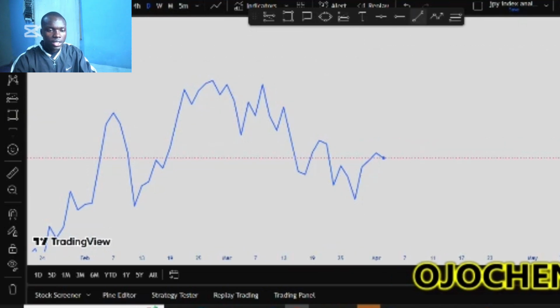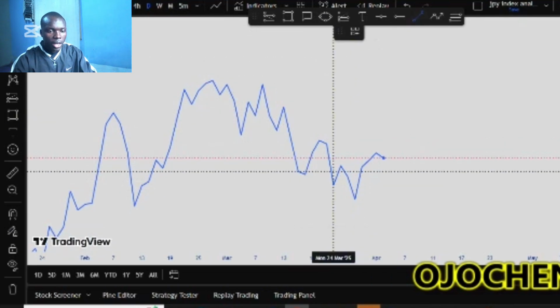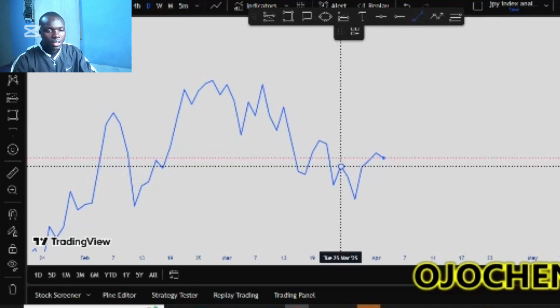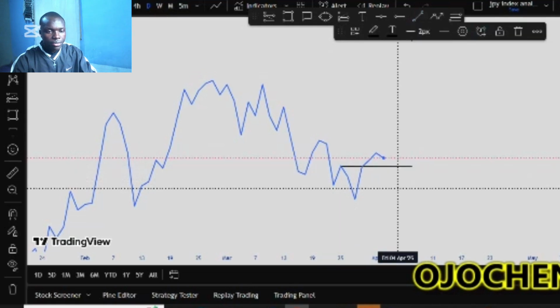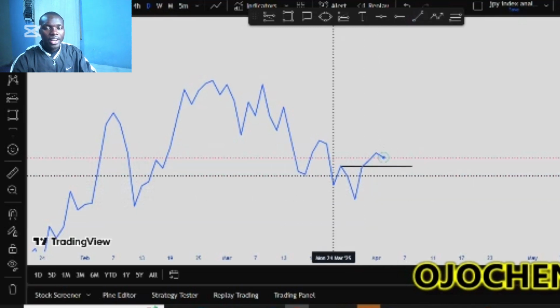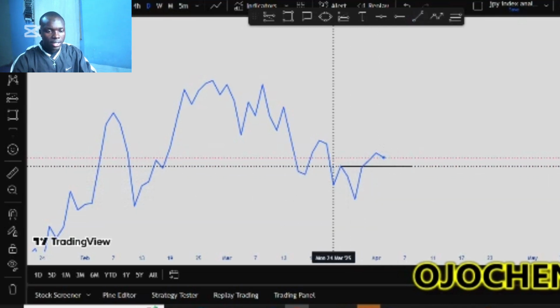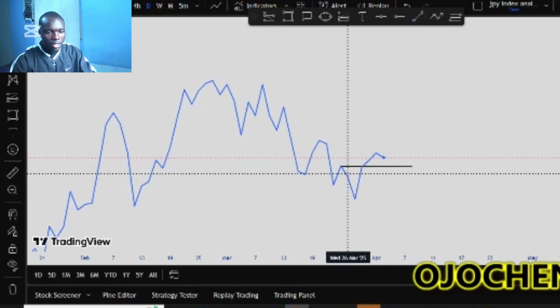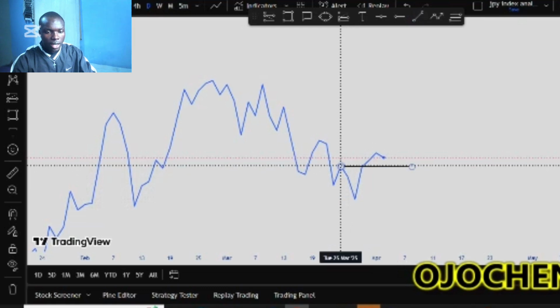So the price of the Japanese yen failed to make a lower high here. So breaking this high, that's the change of the character. So that's the change of character. So we'll zoom in. I'll zoom in more.